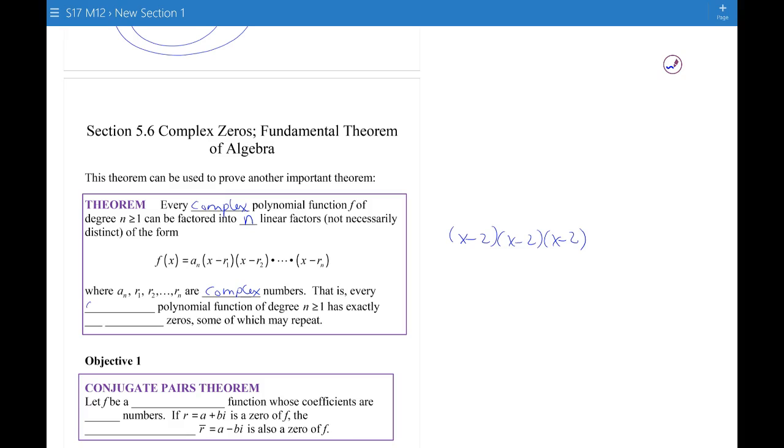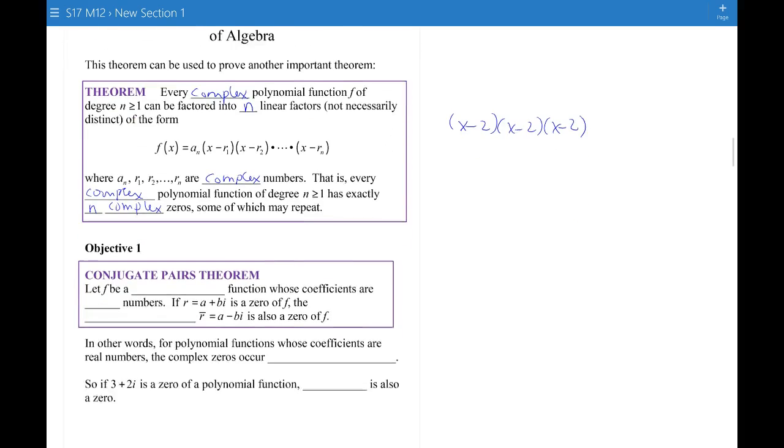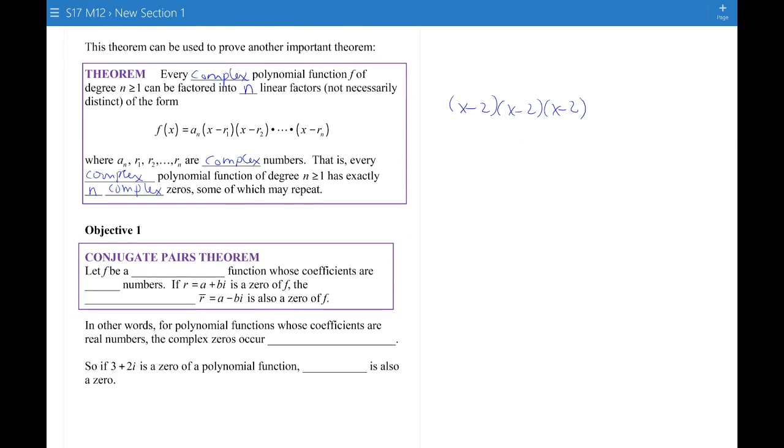So every complex polynomial function of degree at least 1 has exactly n complex zeros, some of which may repeat. So that idea of multiplicity will come in again. So here's one of the big keys to working with complex numbers, the conjugate pairs theorem.